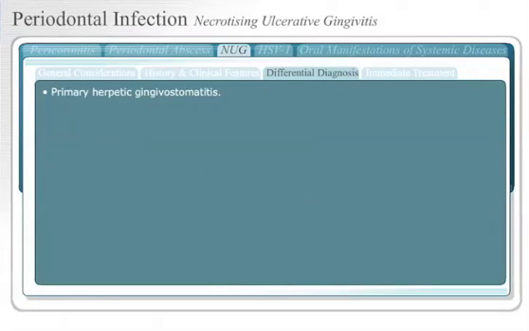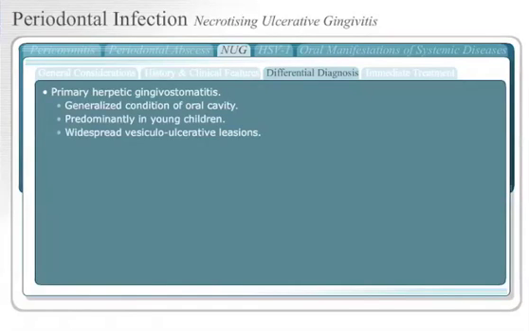Primary herpetic gingivostomatitis. This is a generalized condition of the oral cavity, whereas necrotizing ulcerative gingivitis tends to be confined to the gingiva. Primary herpes is seen predominantly in young children and is characterized by widespread vesicular ulcerative lesions of the oral soft tissues. The gingiva is fiery red but does not exhibit necrosis and ulceration.